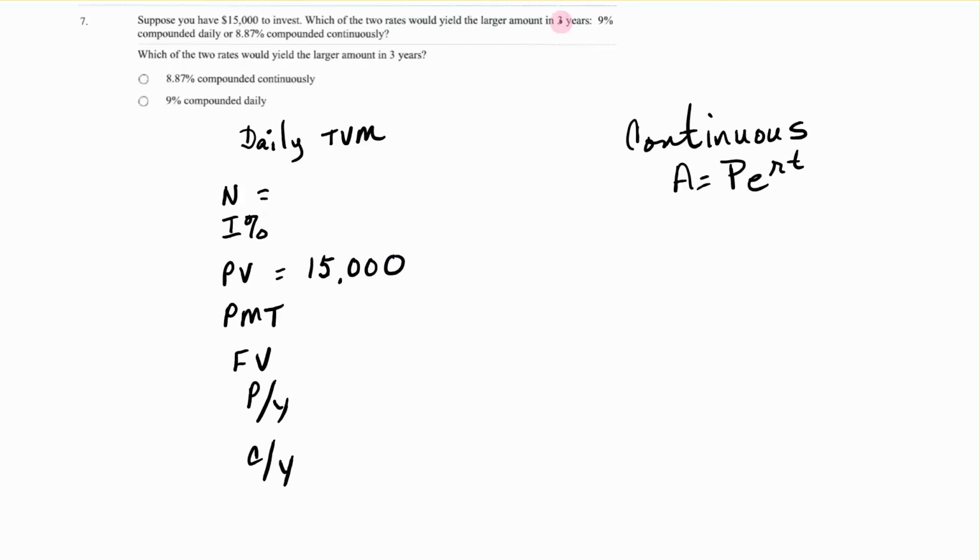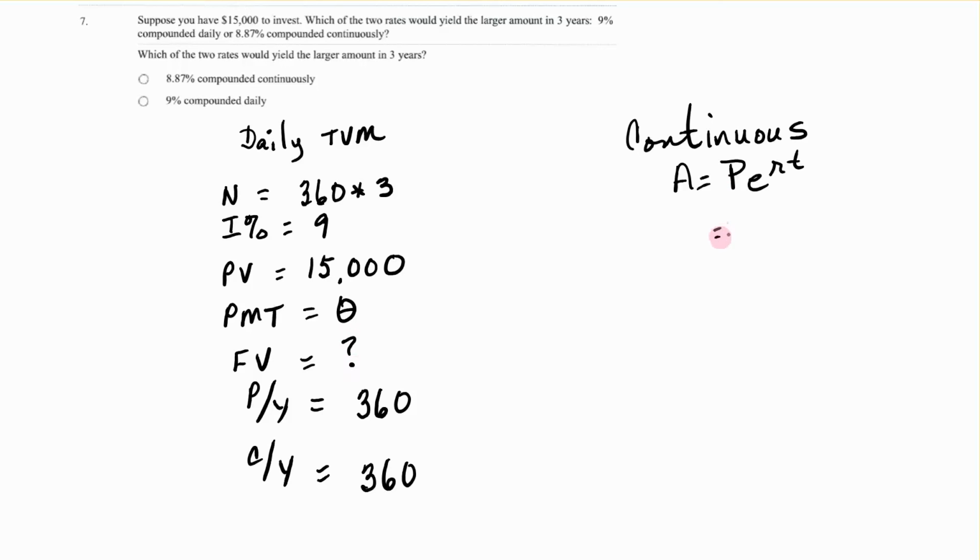And 3 years is our time. We'll use that in a minute. 9% compounded daily. If it's daily, there are 360 periods or compounds per year. We're doing it for 3 years, so it's 360 times 3 for the total number. Payment's still 0, and this is what I'm looking for.